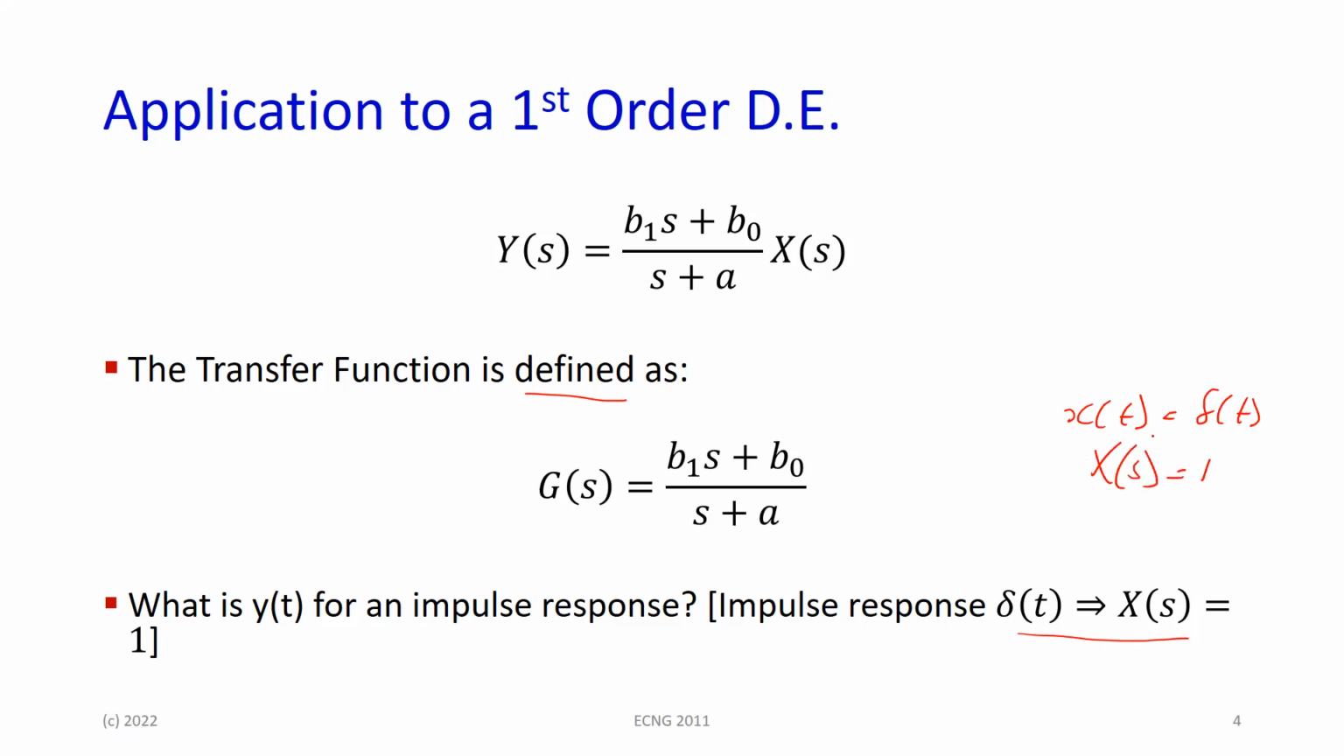And if X(s) is equal to 1, we call this bit that remains here, we call that the system transfer function. So the system transfer function, and we said it before, was the Laplace transform of the impulse response. So if you do that, then what is y(t)? So Y(s), when X(s) is 1, Y(s) is in fact the transfer function. So Y(s) will be equal to G(s). So if Y(s) is equal to this, what is y(t)?